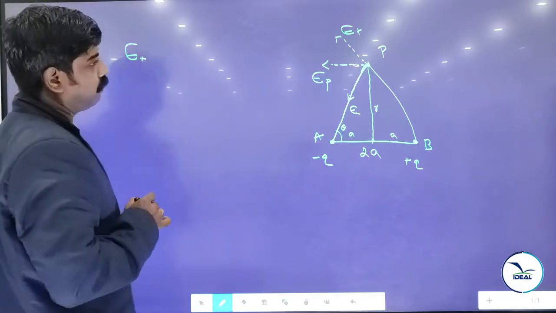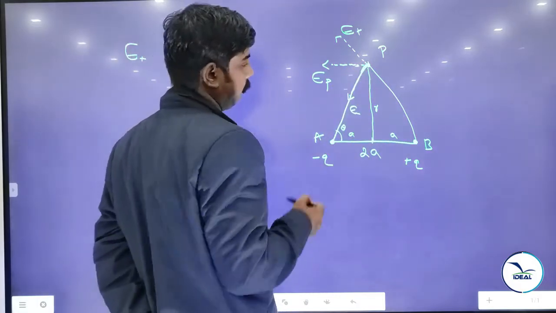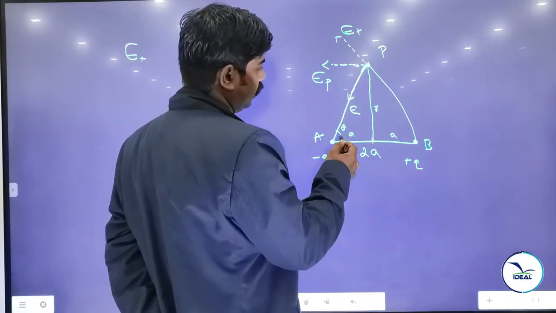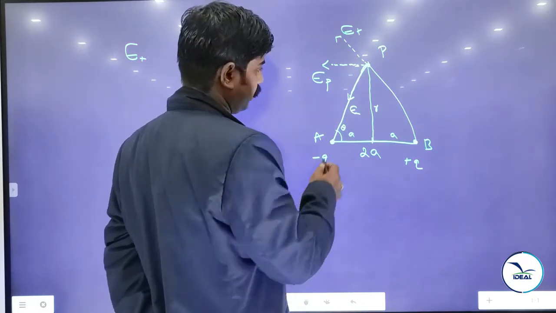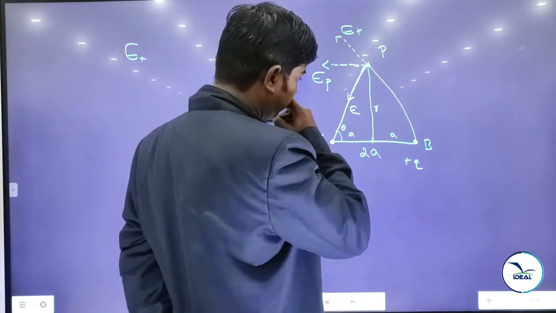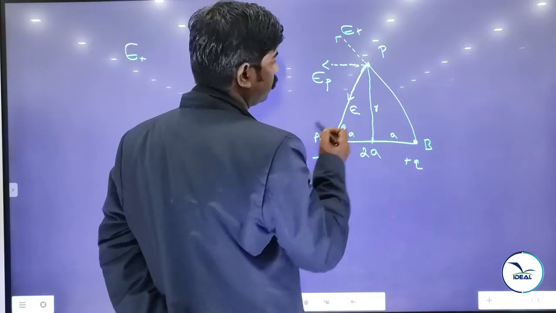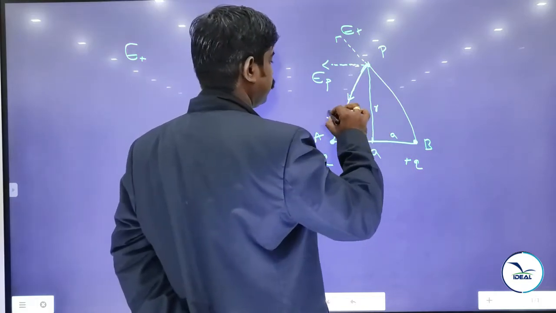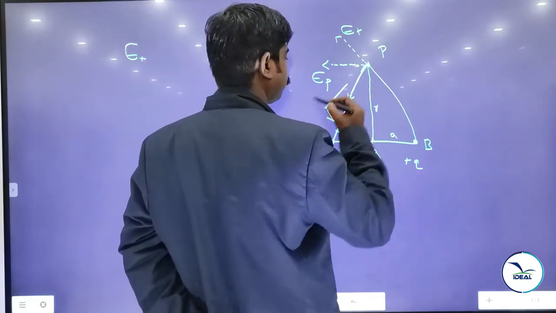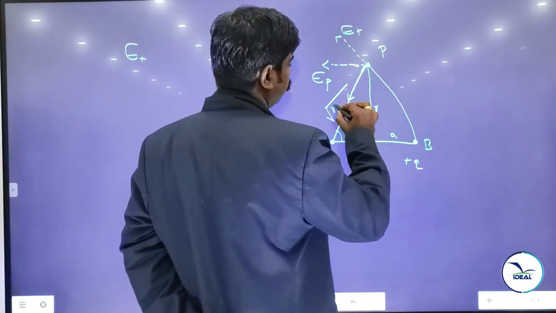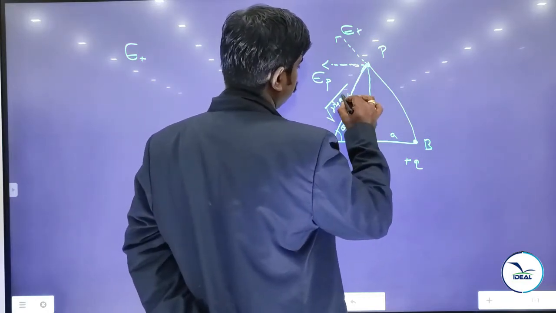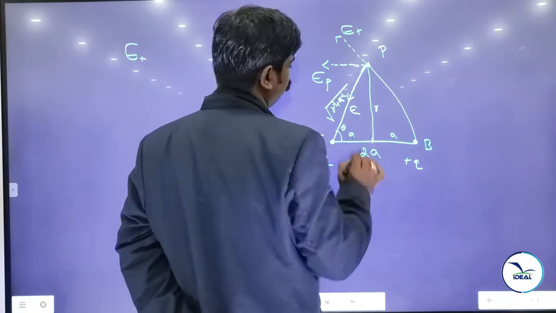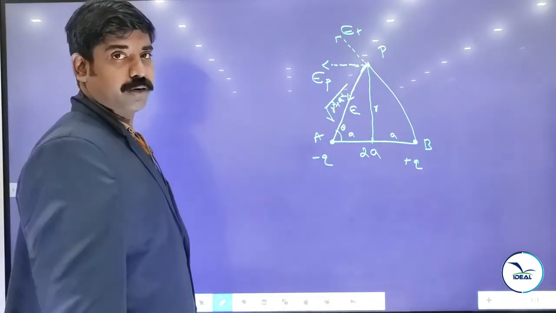So for getting E plus, we need this side. So we know that if it is a right-angled triangle, then this is a and this is r. So this side becomes root of r square plus a square. Okay.